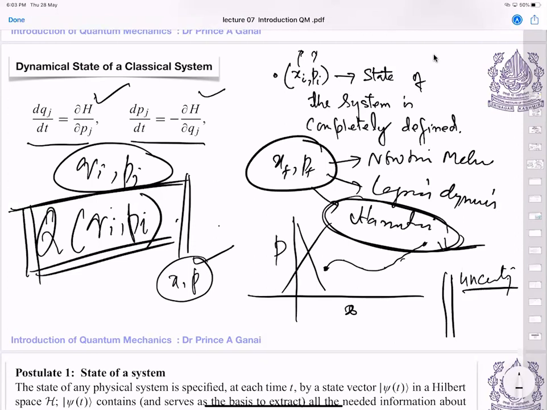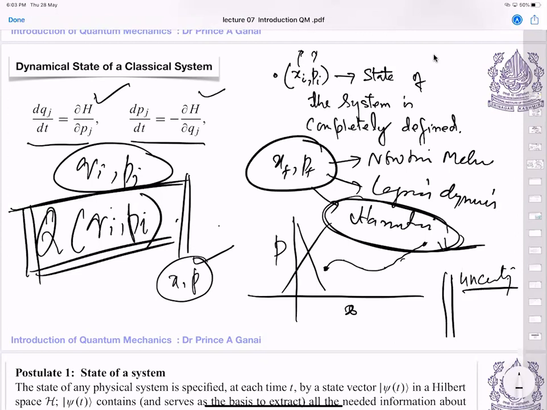Now, how do we define the state of the system? What is the meaning of dynamical variables in quantum mechanics? How does the system evolve in time? For these, there is a set of ideas which we call postulates. So now we will introduce the postulates of quantum theory.